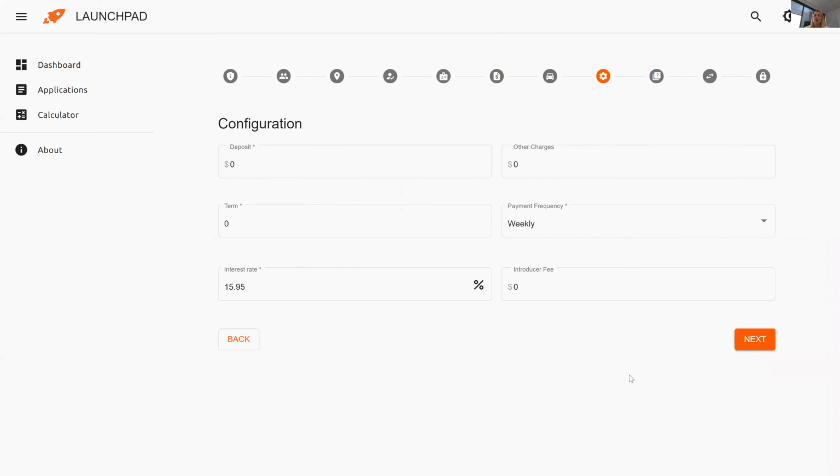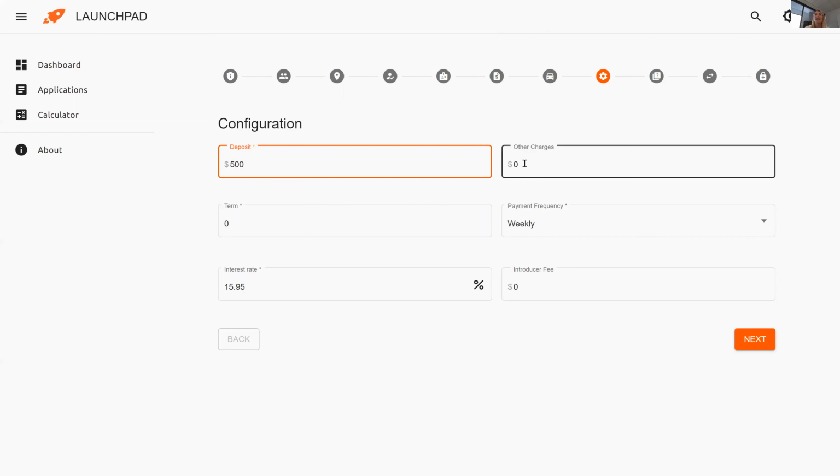Okay, so configuration, bit of a funny word, isn't it? But they've named it this for, I'm not actually sure for what reason, to be honest, but we'll just roll with it for now. This is where you will key any deposits or other charges that there might be within that application. So let's just say the customer's got a $500 deposit.